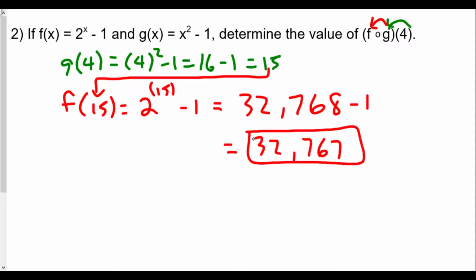So for composite functions, when we see f of g of whatever number, we move from right to left, right? Plugging the number into g first, the rightmost function, and then that result will become plugged into the leftmost function. If we're using x, it's the same thing. We'll do a g of x, and that g of x will be plugged into x for our f function.